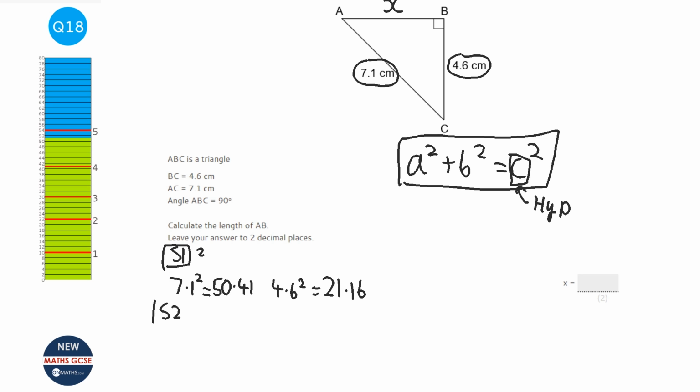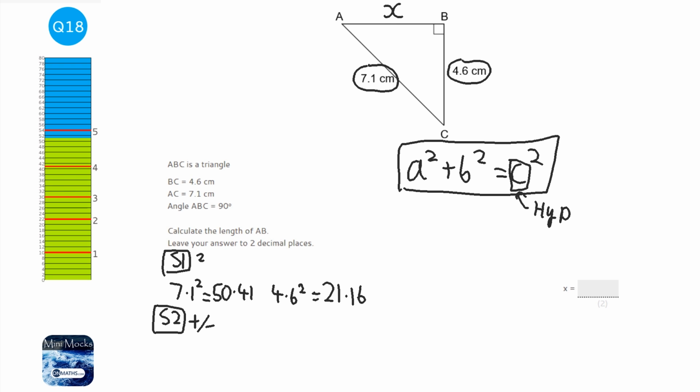Step 2 is the only choice you have to make. You either have to add or subtract. Now this is where we talk about the hypotenuse. The hypotenuse is the length that's opposite the right angle. So go to the right angle, go across from it, and that is the hypotenuse. So 7.1 is the hypotenuse. What's special about the hypotenuse and why it has a special name is it must be the longest side.